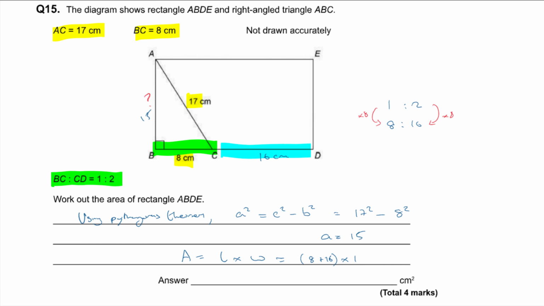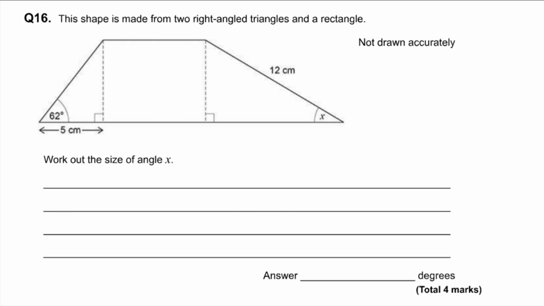So if that's 15, then that's 15 there that I need to multiply my width by. So 8 plus 16 is 24. 24 times 15, that gives me an area of 360 centimeters squared.